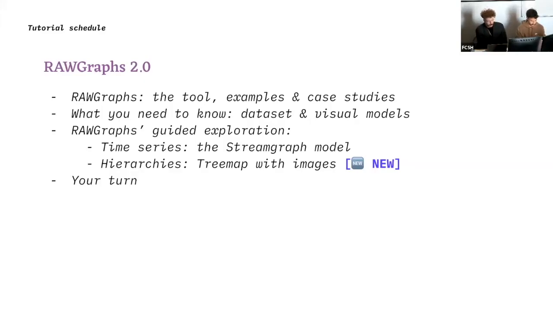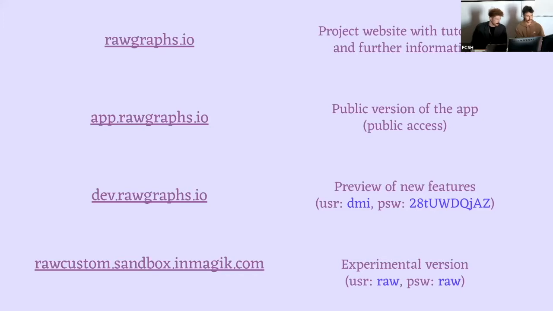What will we talk about today? We will talk about RAWGraph, obviously. This is the second part, the most advanced one. We will have an introduction to RAWGraph, and we will talk about what you need to know to use RAWGraph, so about dataset and visual models. And then we will have a guided exploration of the website, with also some time to let you explore it and show us what you can do with it. These are also other important links that you will use during the tutorials.